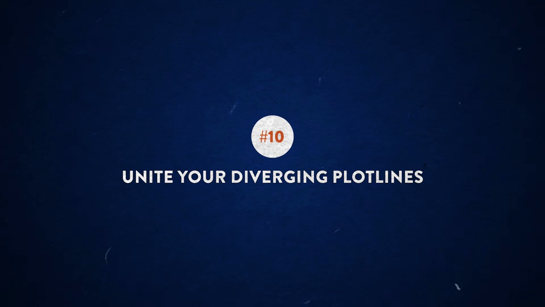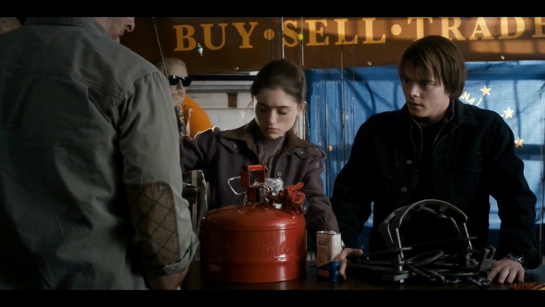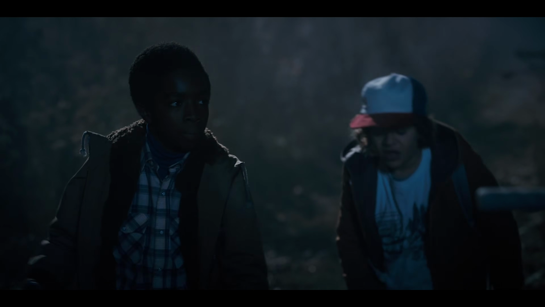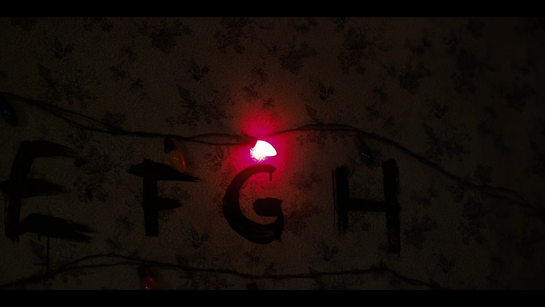10. Unite your diverging plot lines. What's great about Stranger Things is you have a lot of different plot lines, but everyone is very busy and active trying to solve the problems in their own ways. For instance, you have Jonathan and Nancy buying monster fighting gear and then going out and trying to find this monster. You have Mike and the boys going out and investigating mysterious areas with Elle. And then of course you have Joyce, who set up all the Christmas lights and is trying to contact her son through this very seance-y way.